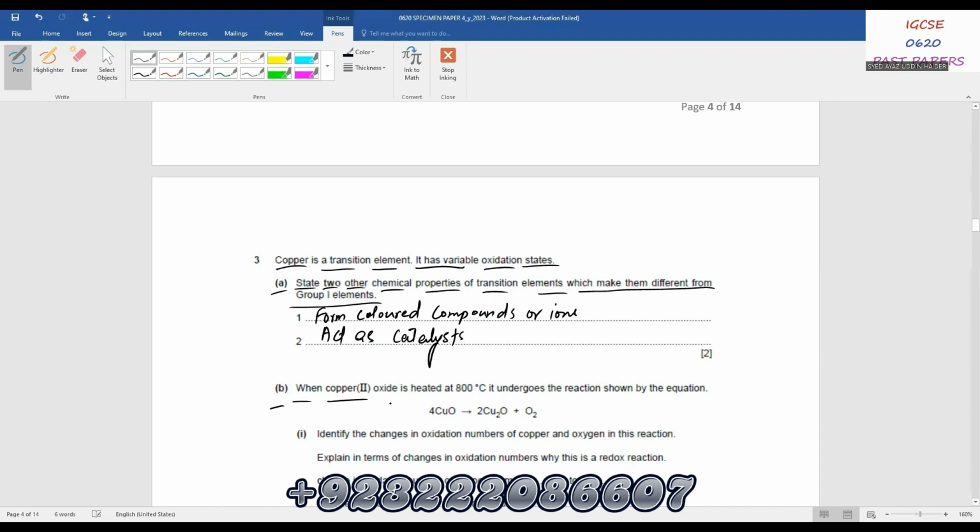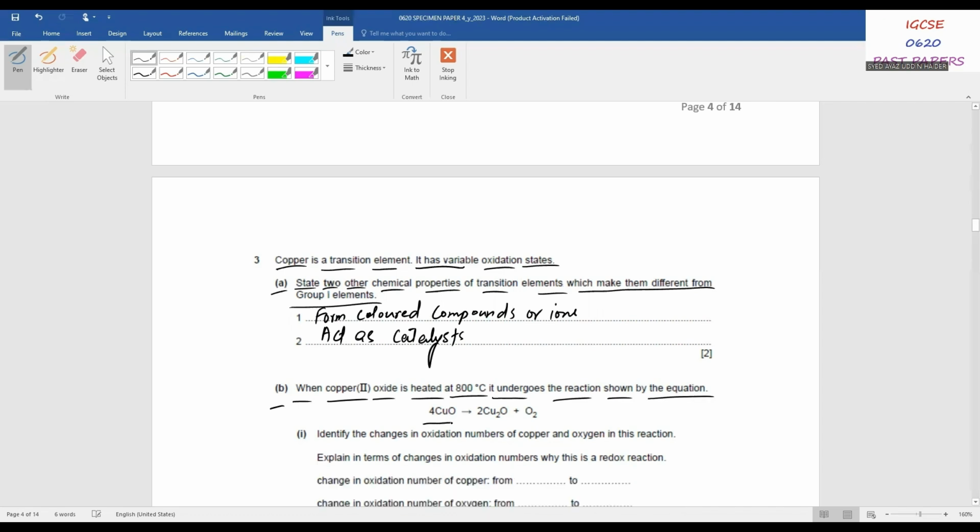B. When copper(II) oxide is heated at 800 degrees centigrade, it undergoes the reaction shown by the equation: 4CuO gives 2Cu2O plus O2. Number 1, identify the changes in oxidation numbers of copper and oxygen in this reaction.